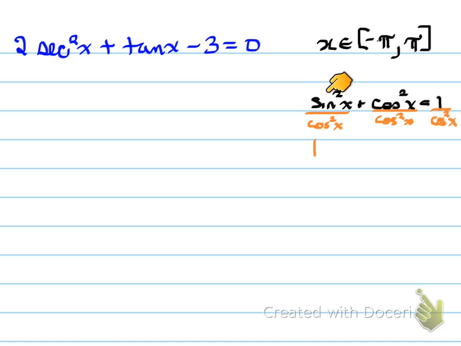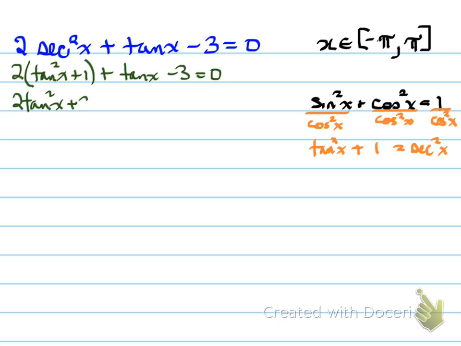Well, this will equal tan squared x because of the quotient identity. This will equal 1. And this will equal secant squared x because of the reciprocal identity. Well, what we have here is, from the Pythagorean identity, we discovered that secant squared x is actually equal to tan squared x plus 1. So I can replace secant squared in terms of tan. So we have 2 times tan squared x plus 1, plus tan x minus 3 equals 0.